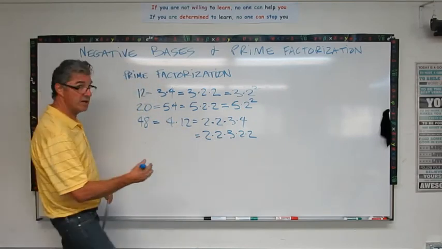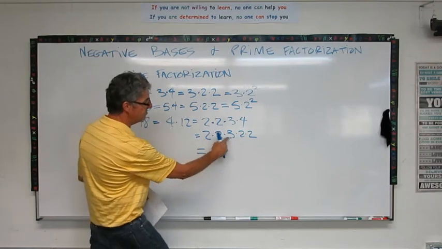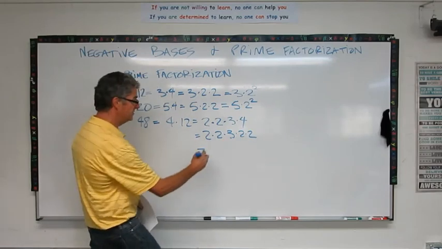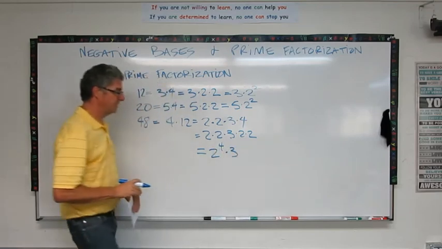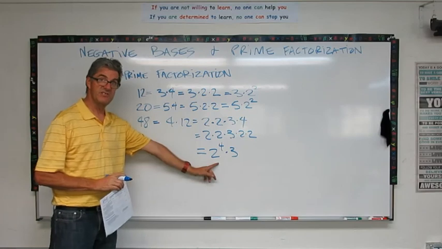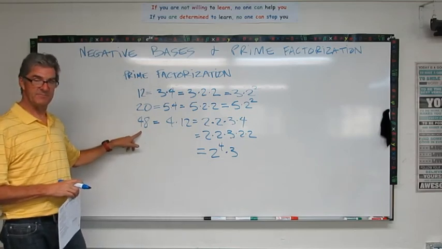Let's finish. You want to use exponent notation, index notation. I have 1, 2, 3, 4 2's. So it's 2 to the 4 times 3. So that would be the prime factorization in index form of 48.